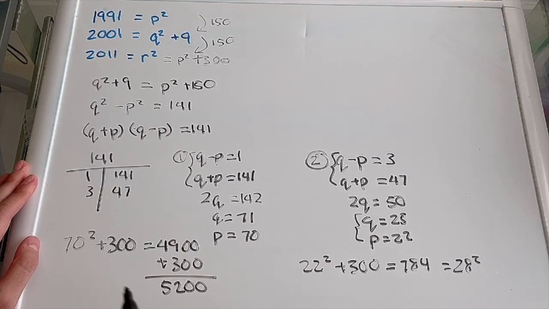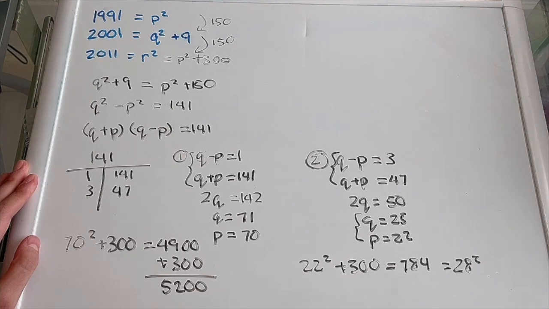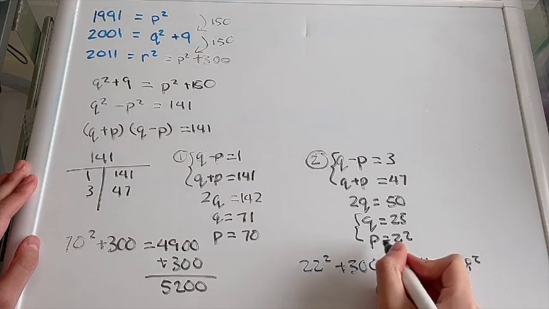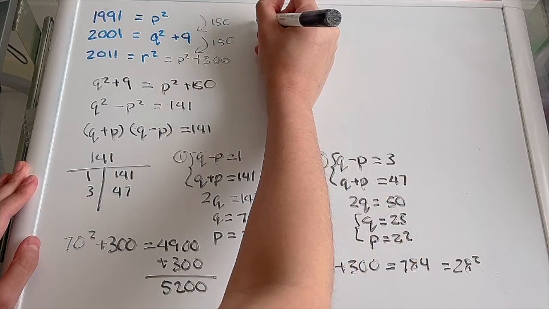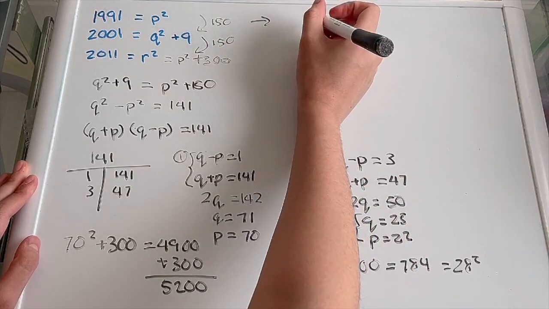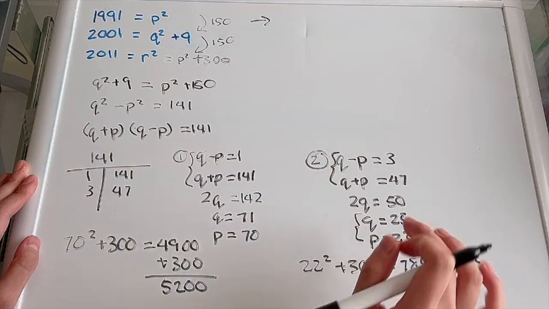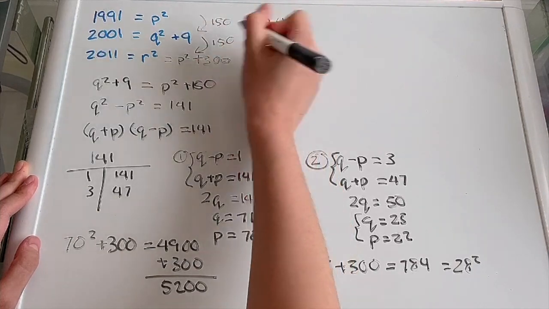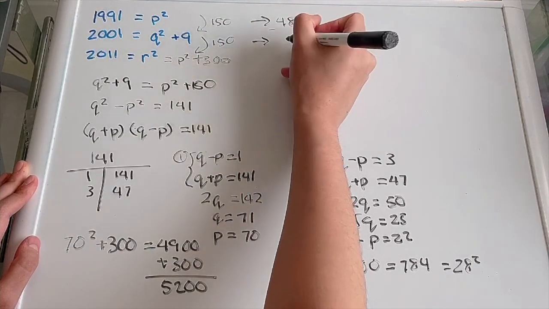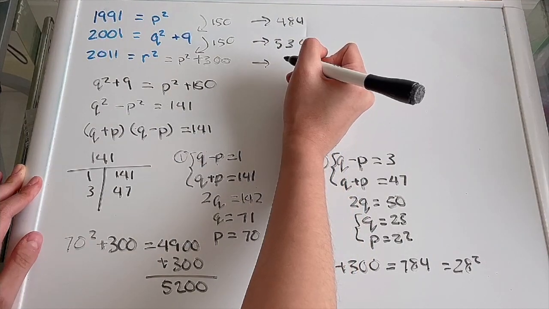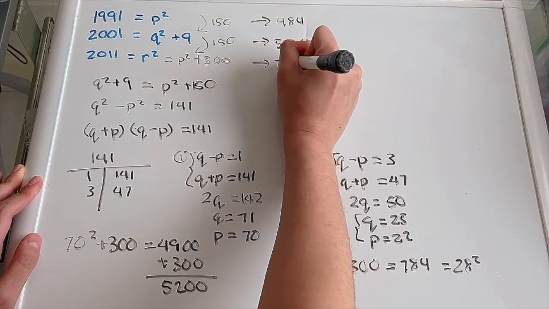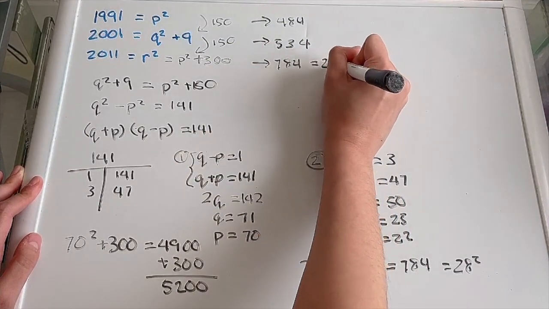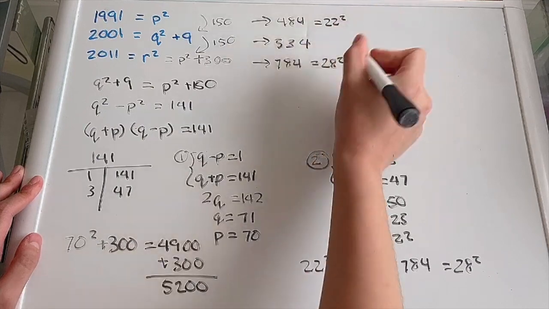Now, since we know that this is the correct pair, we know the values of q and p. So we can solve all of these three variables. p is 22. So the population in 1991 would be 22 squared, which is 484. And then in 2001, it would be 484 plus 150, which would be 634. In 2011, it would be 300 more than 484, so that would be 784, which is equal to 28 squared, like we said here. 22 squared, and this is 28 squared.